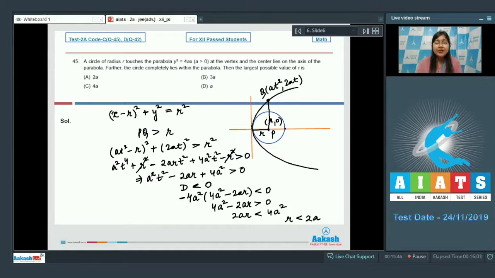As the circle is lying completely inside it, it can touch the point Q also, which means that here we should put PQ greater than equal to r. That will give us r less than equal to 2a. So largest possible value of r is 2a. So option number A is correct.